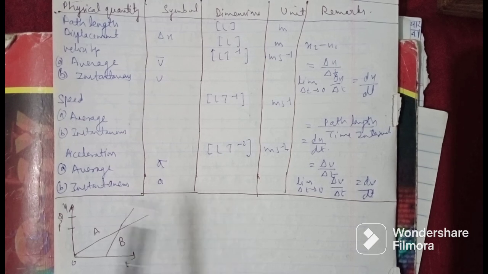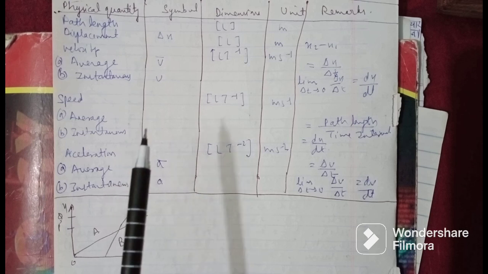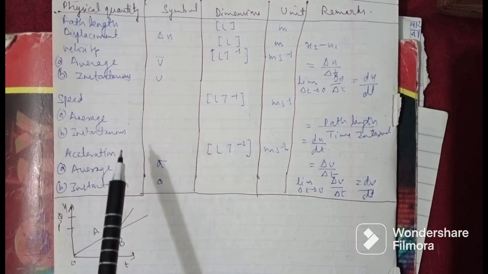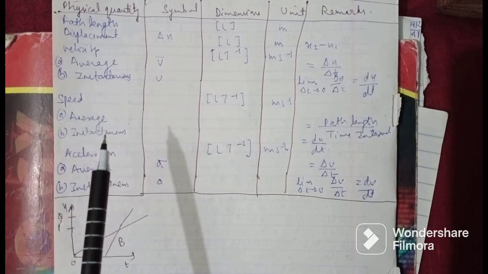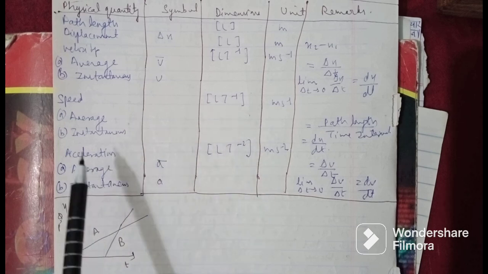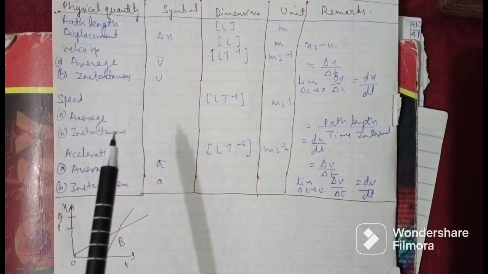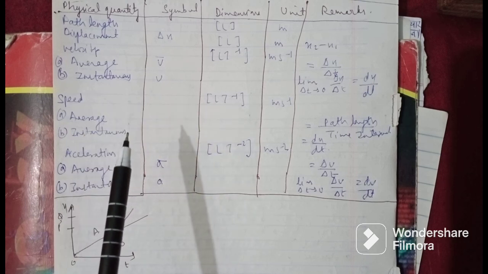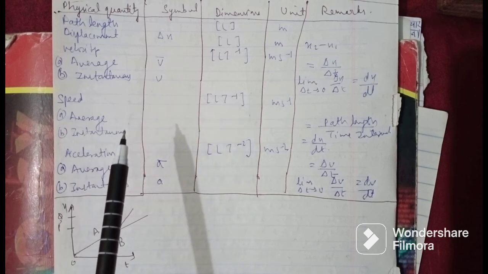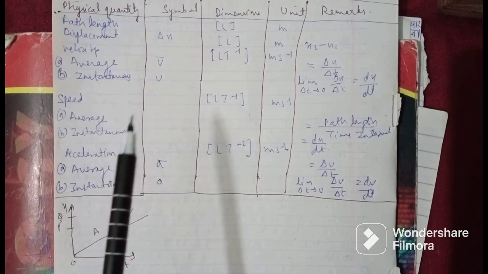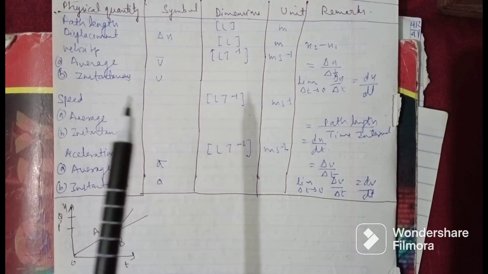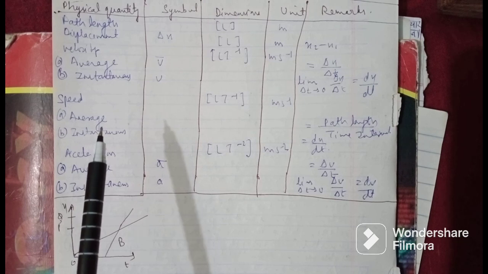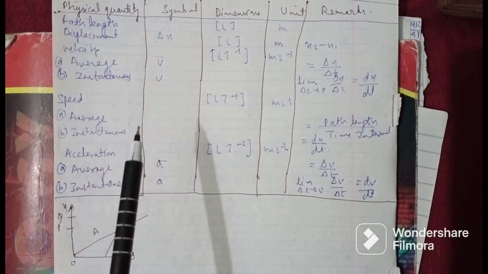A particle with zero speed at an instant may have non-zero acceleration at that instant. A particle with zero speed may have non-zero velocity. A particle with constant speed must have zero acceleration. A particle with a positive value of acceleration must be speeding up.